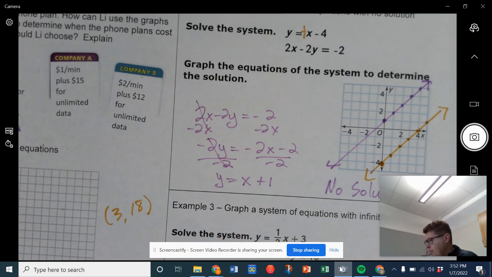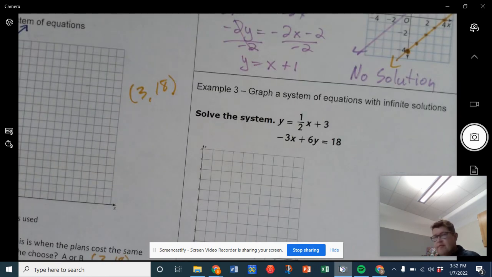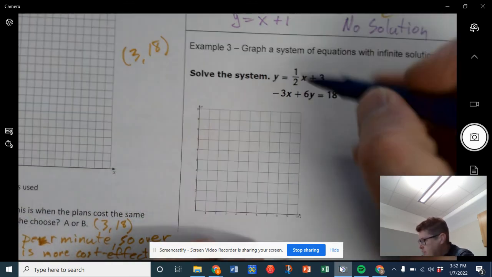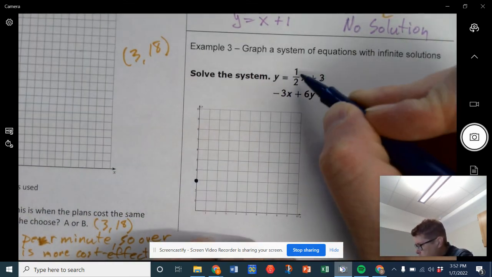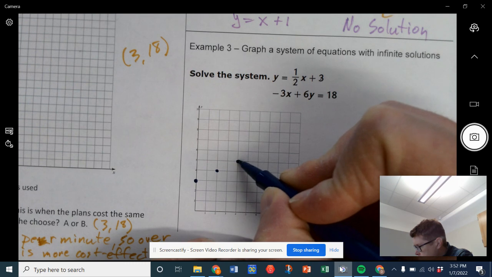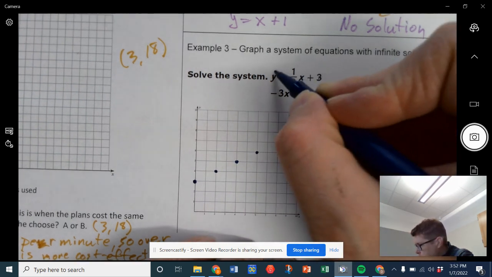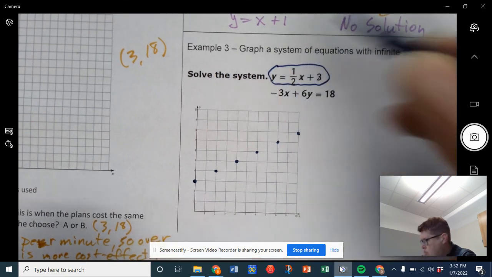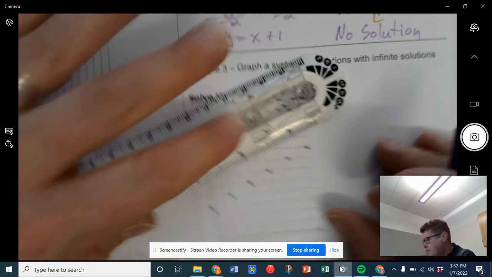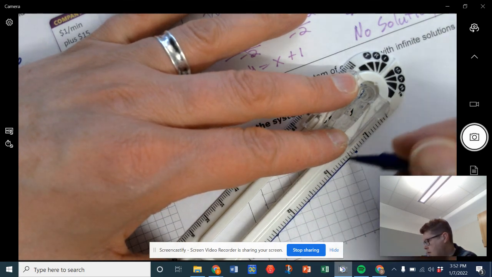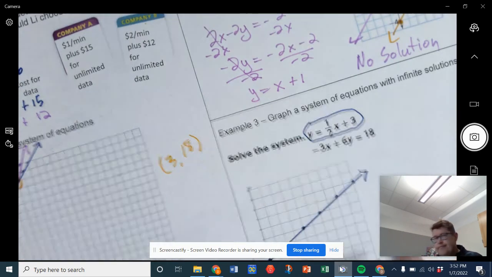Okay. Graph a system of equations with infinite solutions. We're going to do the same thing. Start at 3, and I go up 1 over 2. So that's this one right here. Just like so.